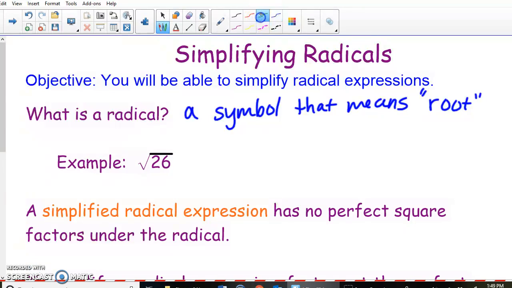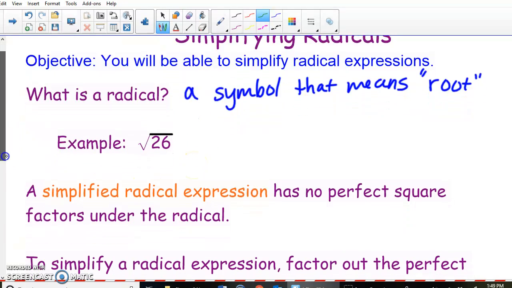Now, you might recall a couple chapters ago, we did simplifying roots where we had different indexes, or the little number that goes above the square root over here. Today we're going to be dealing just with square roots, so you're not going to see an index at all. We're going to just assume that it's 2. So everything you see today, we're just taking the square root.